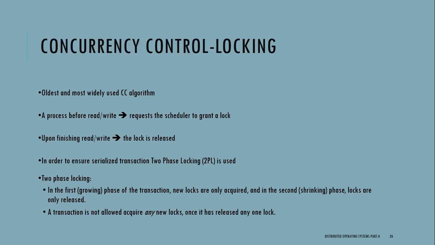In order to ensure serializable transactions, the two-phase locking protocol is used. Two-phase locking: in the first phase of the transaction, new locks only appear, and in the second phase, locks are released. The transaction is not allowed to acquire any lock once it has released any one lock.